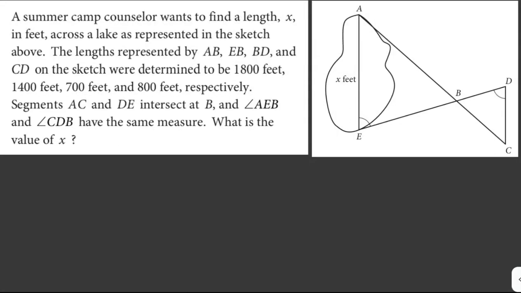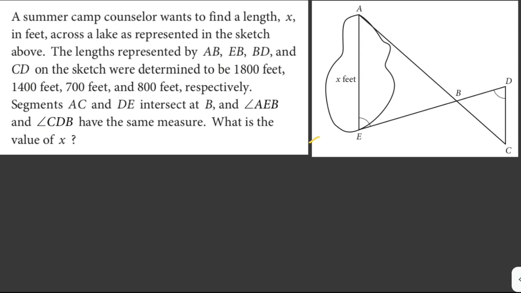Some problems here. A summer camp counselor wants to find a length x in feet across a lake as represented in the sketch above. The lengths represented by AB, EB, BD, and CD on the sketch were determined to be 1,800 feet, 1,400 feet, 700 feet, and 800 feet respectively. Segments AC and DE intersect at B, and angle AEB and angle CDB have the same measure. What is the value of x?